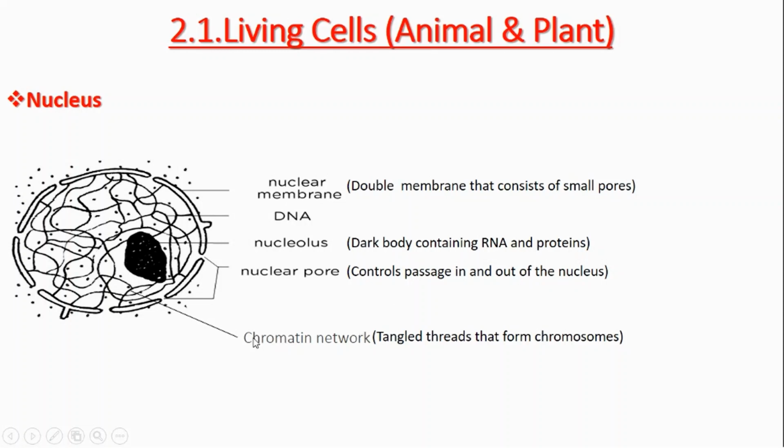proteins. And then there's the chromatin network. The chromatin network are tangled threads that form chromosomes. As you can see, there's the chromatin network. It looks like cotton, and they will later form chromosomes, but we will talk about that in another video.